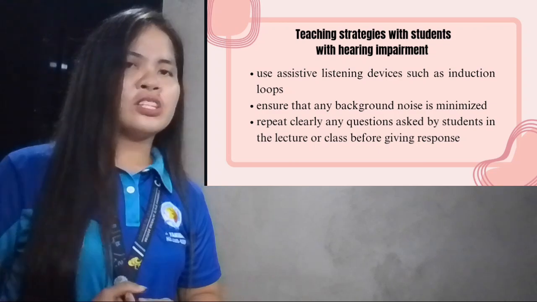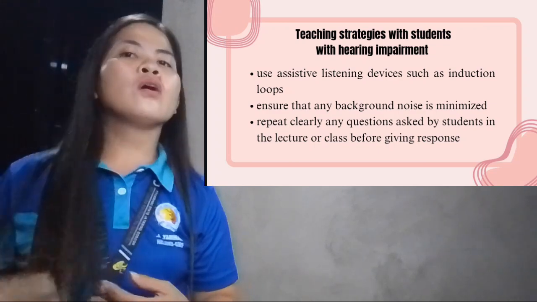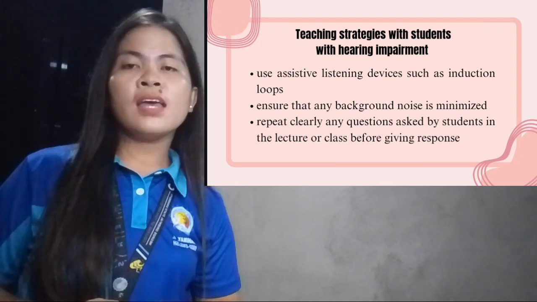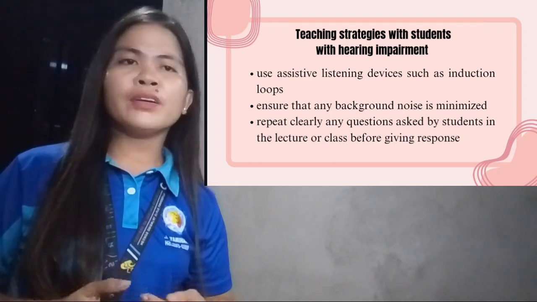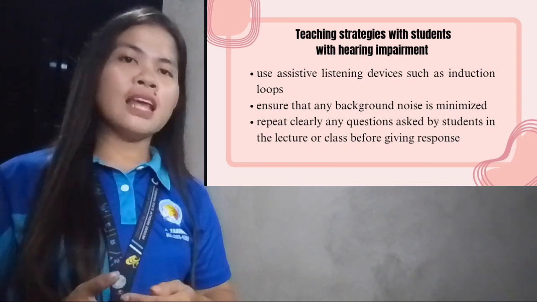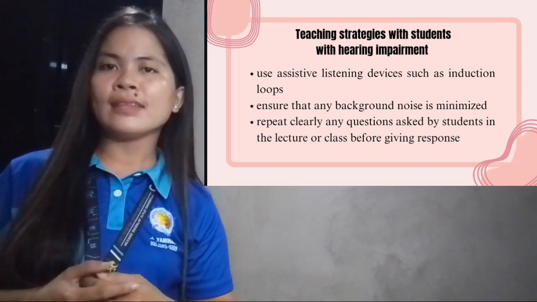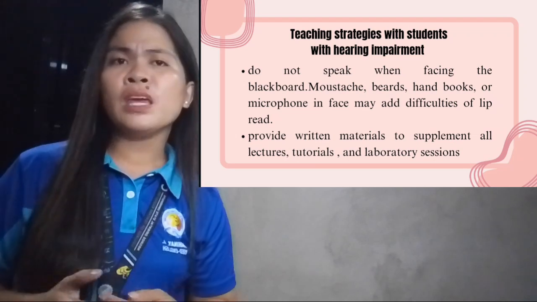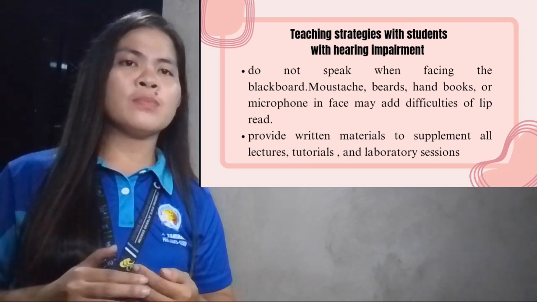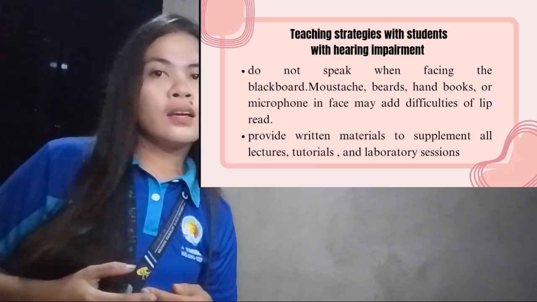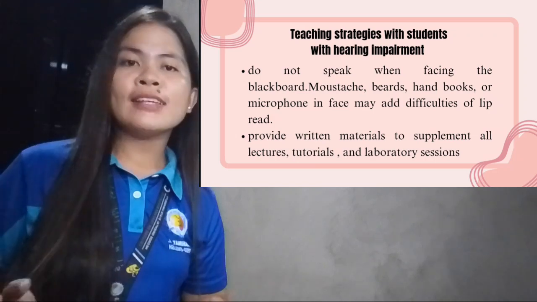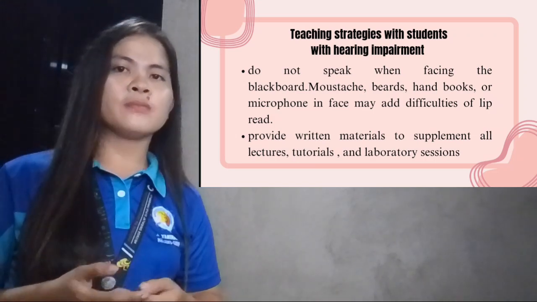Here are the teaching strategies for students with hearing impairment. First, use assistive listening devices such as induction loops. Second, ensure that any background noise is minimized. Third, repeat clearly any questions asked by students in the lecture or class before giving a response. Fourth, do not speak when facing the blackboard. Mustaches, beards, and hands, books, or a microphone in front of the face may add difficulties to lip reading. Lastly, provide written materials to supplement all lectures, tutorials, and laboratory sessions.